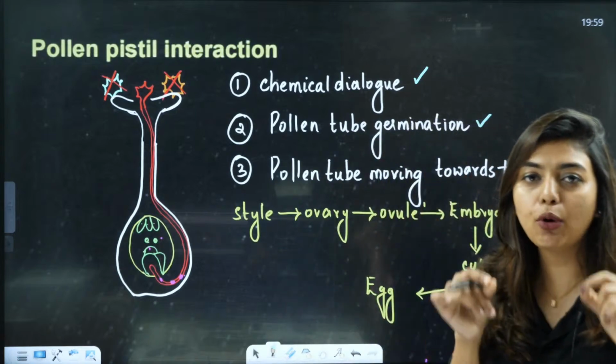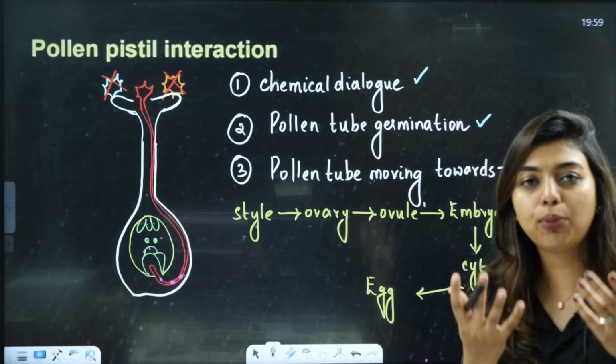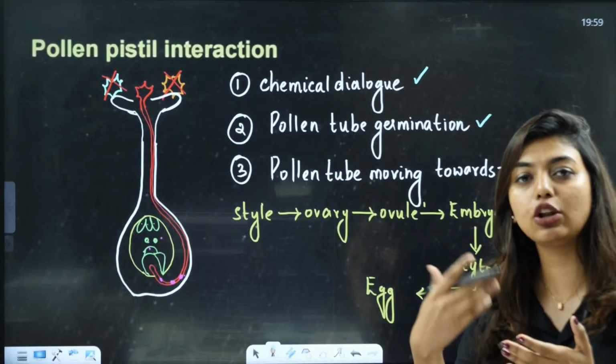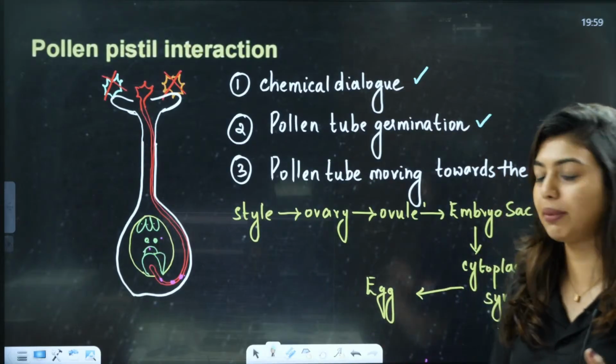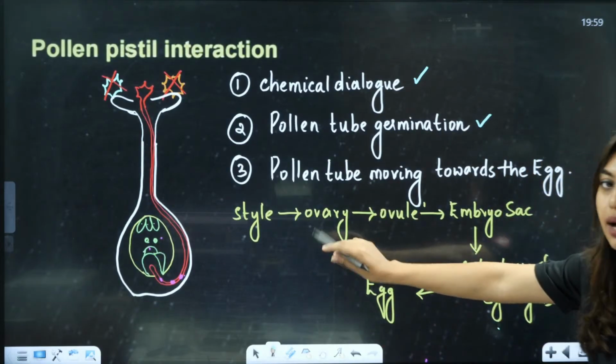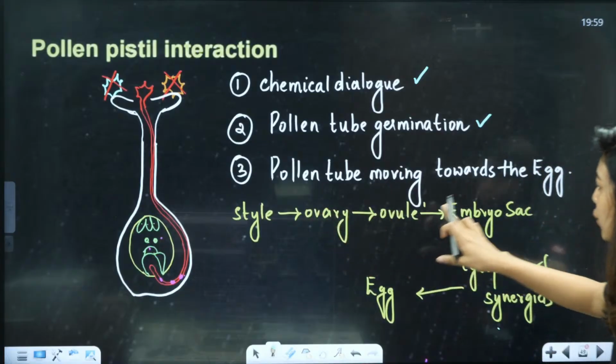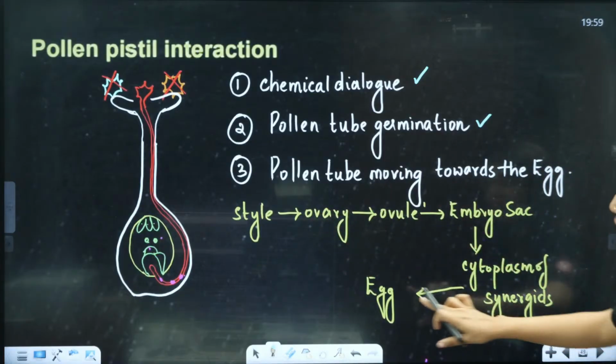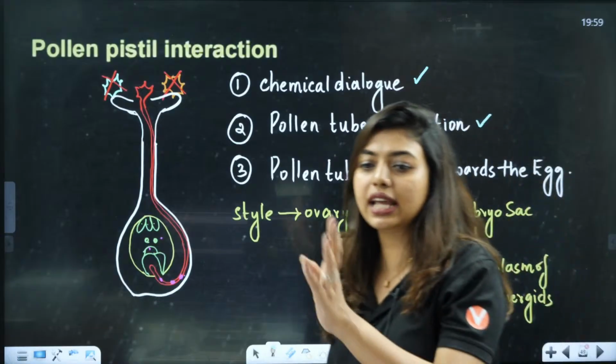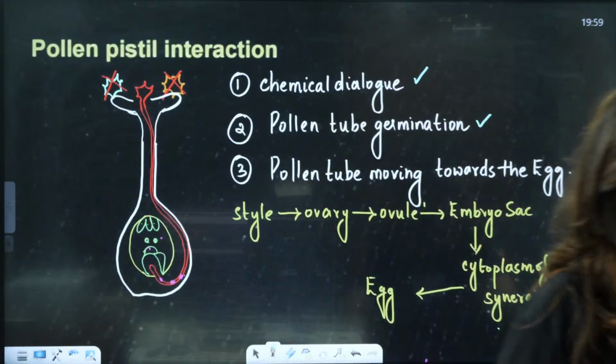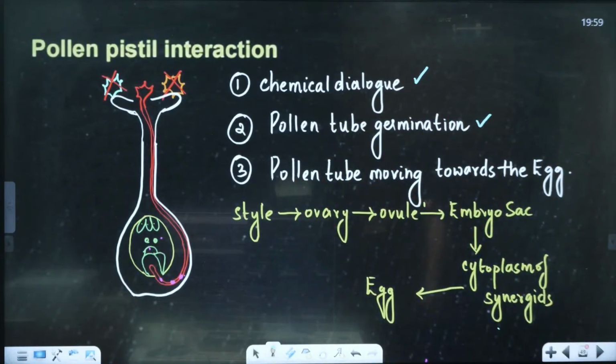Why? Because inside the pollen tube there are male gametes. These male gametes have to fuse with the egg. So the tube moves from the style to the ovary, ovule, embryo sac, the cytoplasm of the synergid and the egg. This is how the entire formation continues. Okay, clear to all of you?